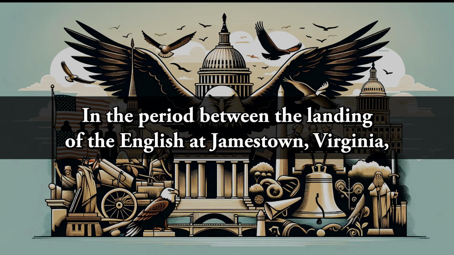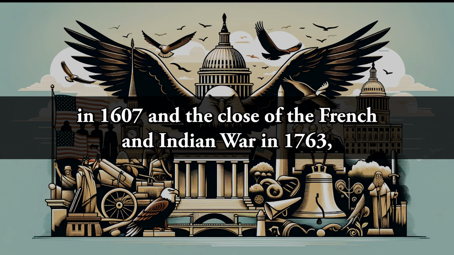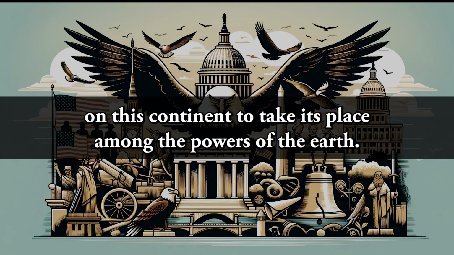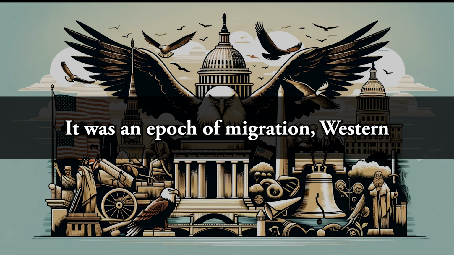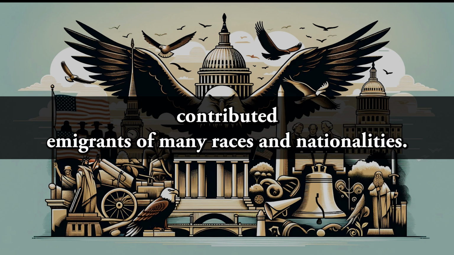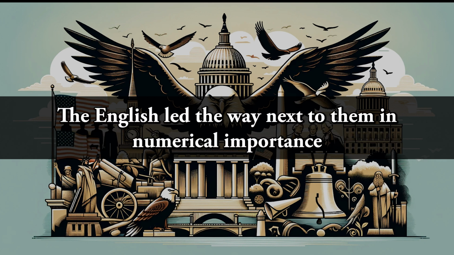In the period between the landing of the English at Jamestown, Virginia, in 1607, and the close of the French and Indian War in 1763, a period of a century and a half, a new nation was being prepared on this continent to take its place among the powers of the earth. It was an epoch of migration. Western Europe contributed emigrants of many races and nationalities. The English led the way.